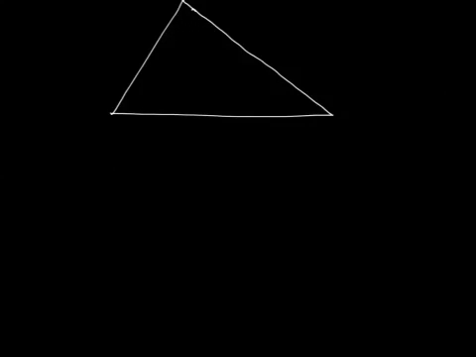And we're going to label the sides a, b and c, and label the angles capital A, capital B, capital C. Notice that the capital A is the angle opposite side a, capital C is opposite side c, capital B is opposite side b.